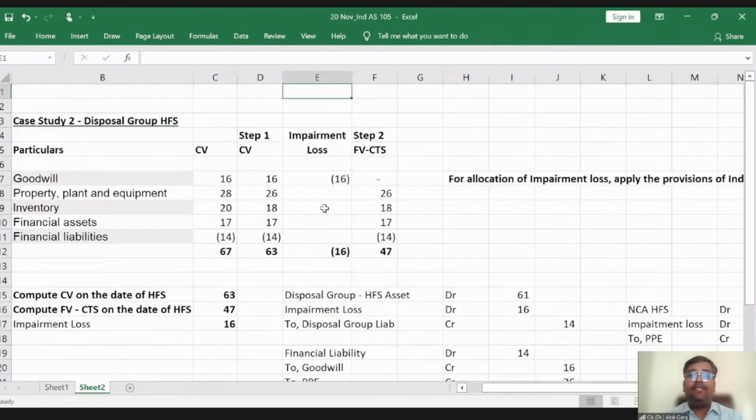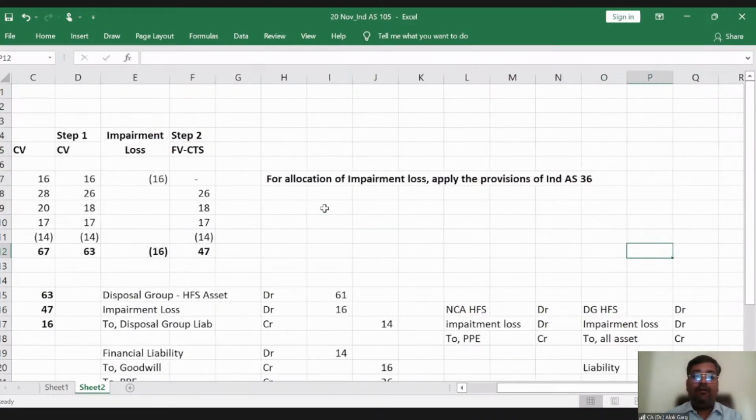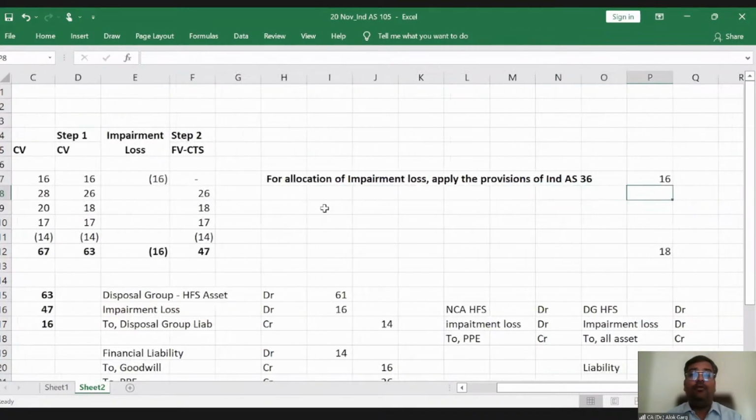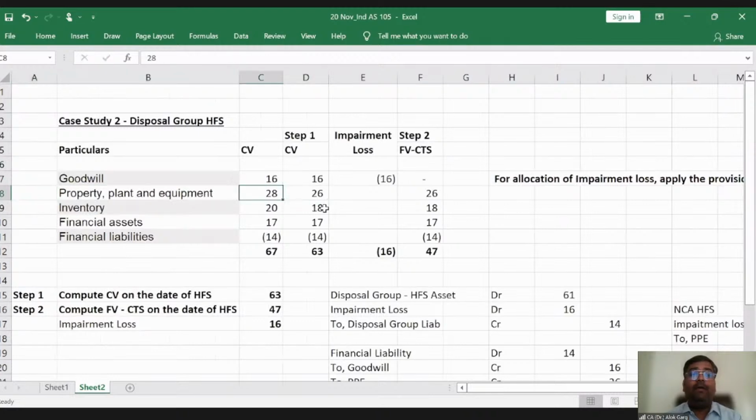Let's say instead of 16, the loss becomes 18, for example. Then what will happen? In this case, the 16 loss will go to the goodwill, right? And the remaining loss of 2 million will be allocated to which assets? It will be allocated to PP, not inventory, not financial asset.